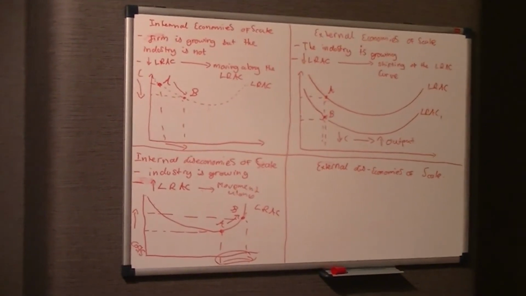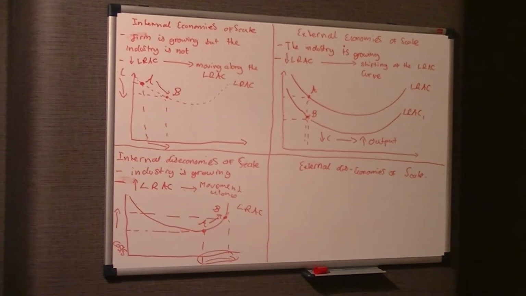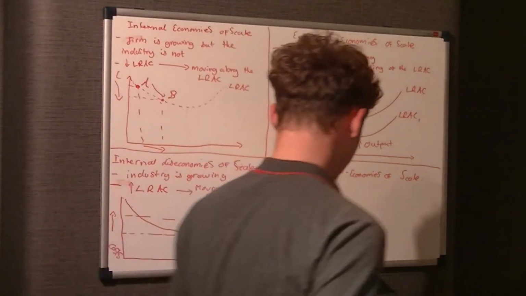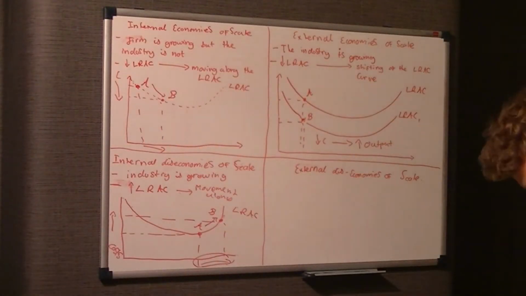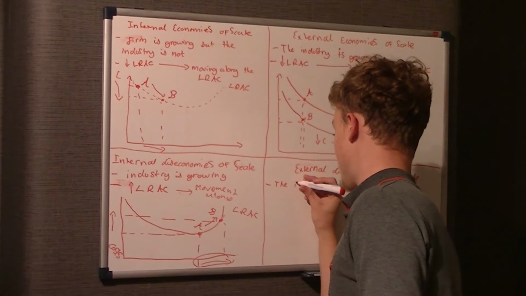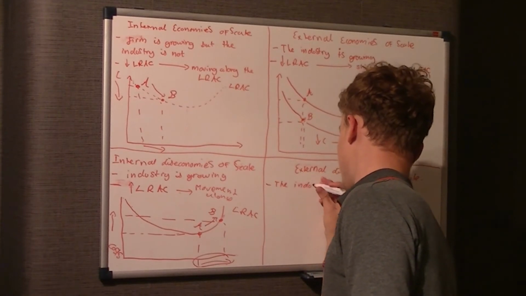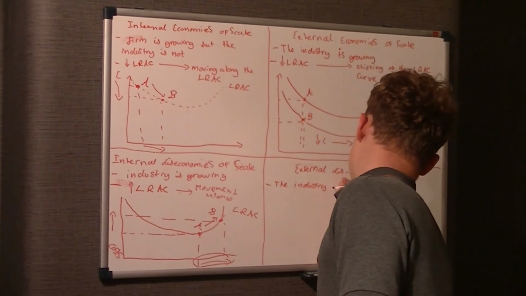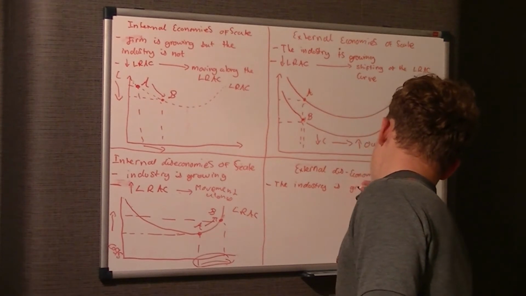Okay, so the only one we haven't done in that section there is the external. The only one we've not done, as I said, is the external diseconomies of scale. Now, if we cast our minds back to what we said about the external economies of scale, they're both external. So, in both of these scenarios, the industry is going to be growing. So if you want to note that down, the industry is growing.